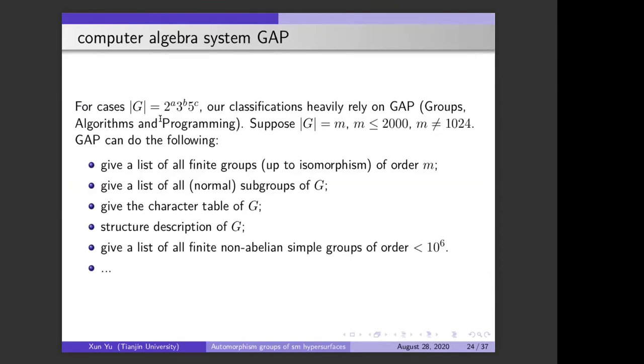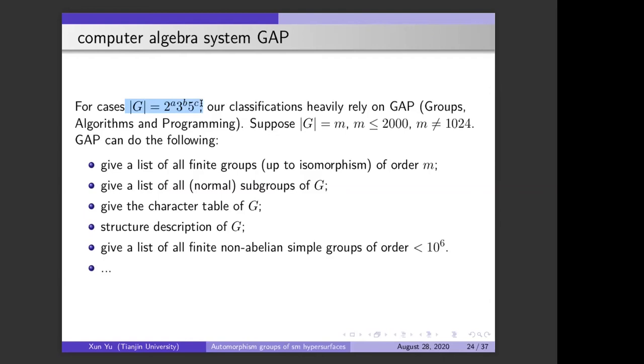Now the remaining problem is to treat the final group, with order only involving the small primes, like 2 to the power A, 3 to the power B, 5 to the power C. For such kind of group, there are too many candidates. So it is almost impossible just by computation by hand.